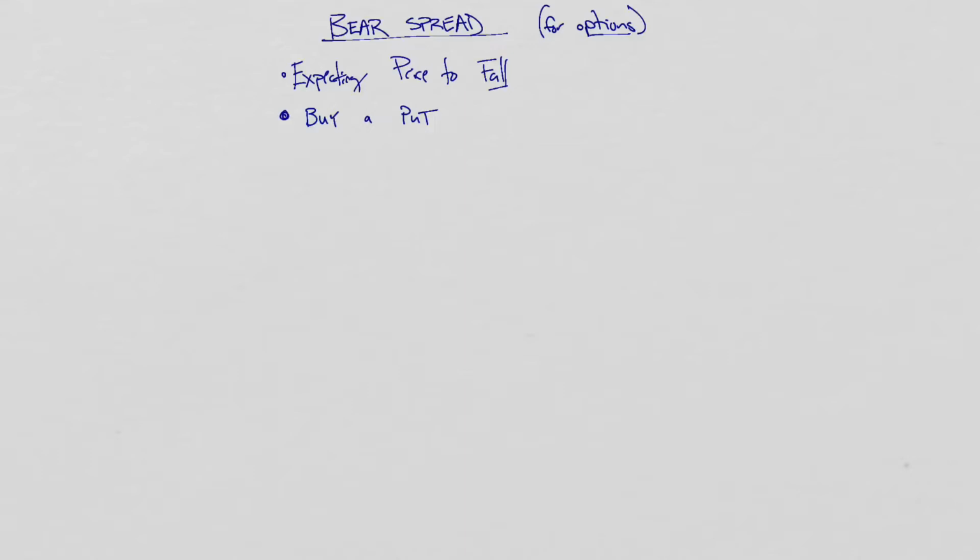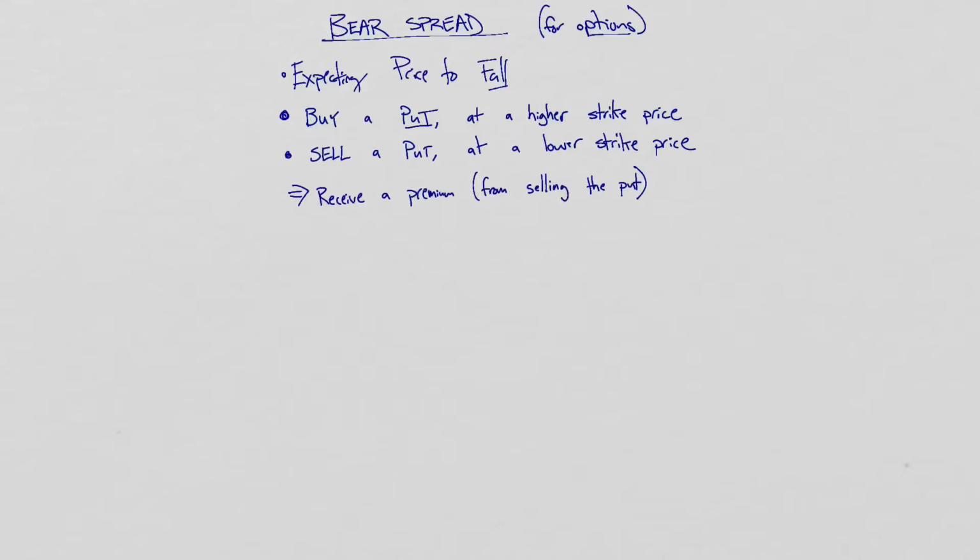Here we buy a put instead of a call, but we buy the put at a higher strike price. But to offset the cost of doing that, we also sell a put at a lower strike price. So what that means is that we're going to receive a premium from selling this put, and then we're going to use that to offset some of the cost. That is the cost of buying this higher strike put.